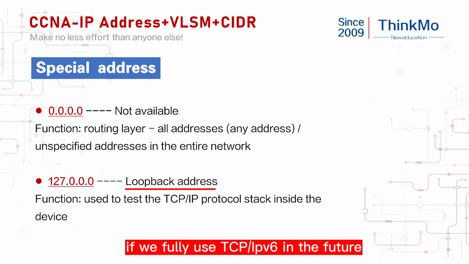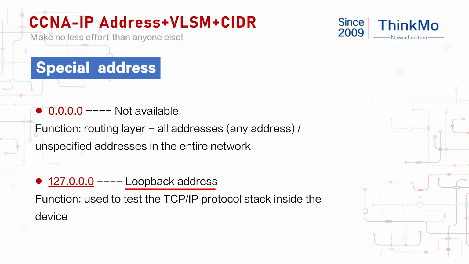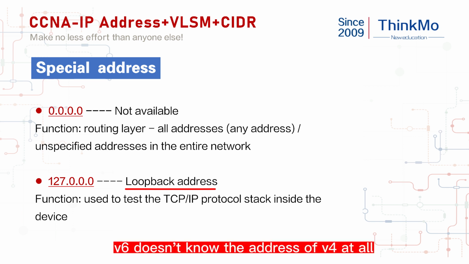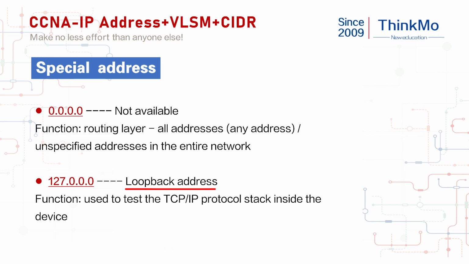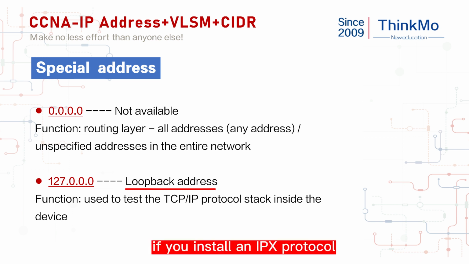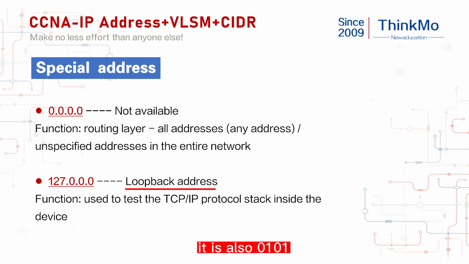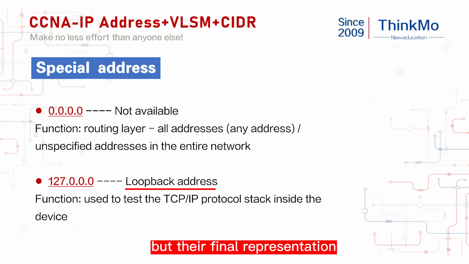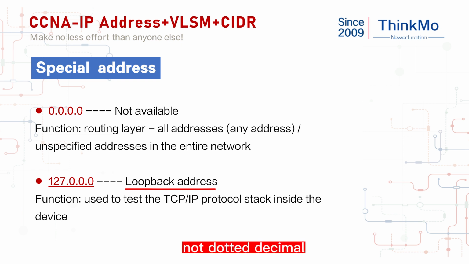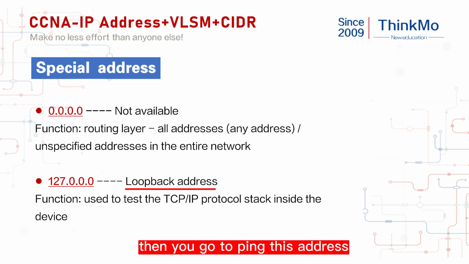If we fully use TCP/IPv6 in the future, V6 doesn't know the address of V4 at all. The device does not recognize it. If you install an IPX protocol, overall its address will be longer than an IPv4 address. Although it is compiled, it is also 0101, but their final representation is not dotted decimal, not 4 groups.